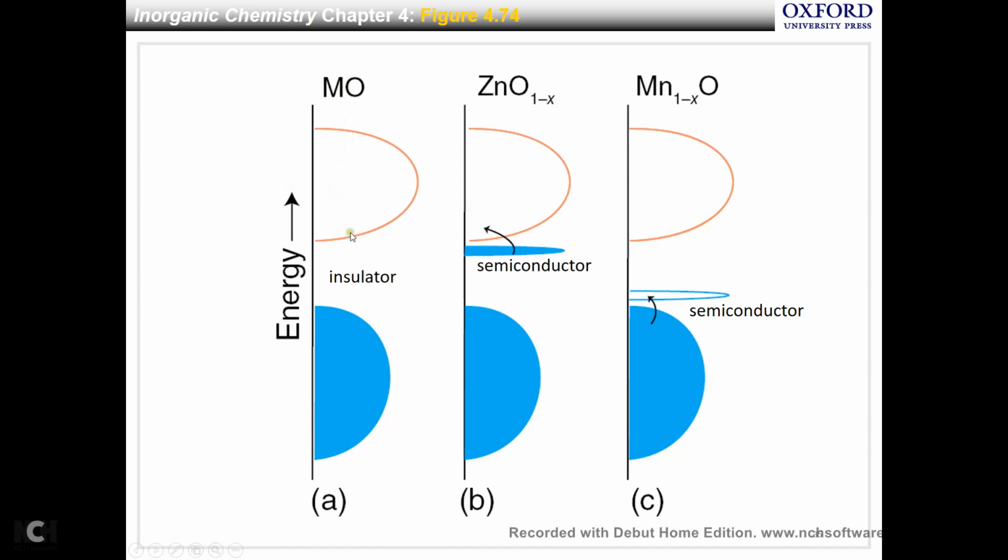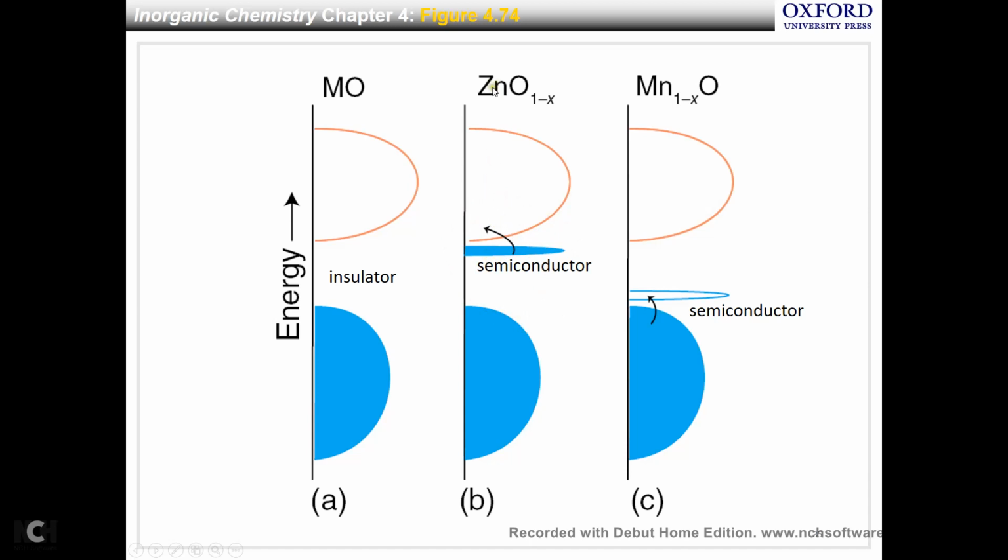But now let's introduce some defects. What if we have fewer oxygen atoms or fewer metallic atoms? When we have fewer oxygen atoms, we have excessive metals. And those excessive metals can form a band here. Now, these electrons can be easily promoted into the conduction band. We have a semiconductor now.